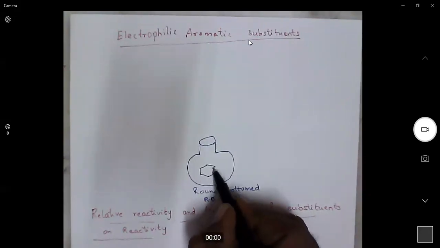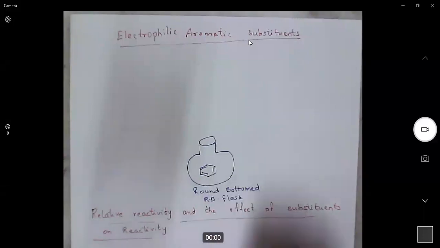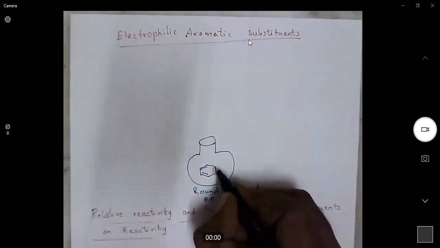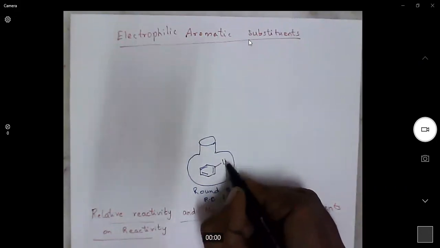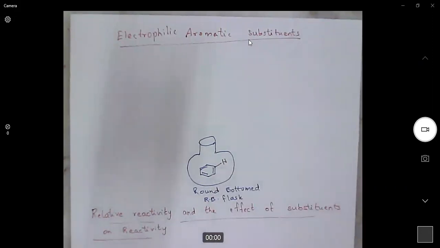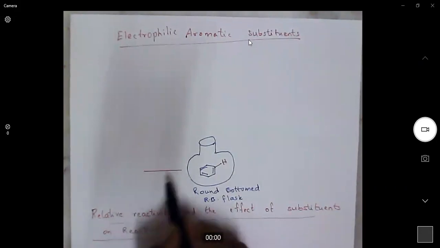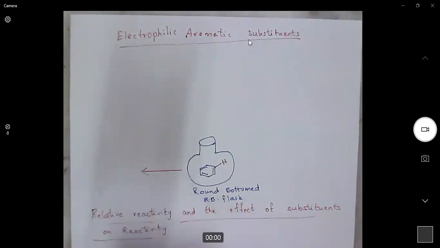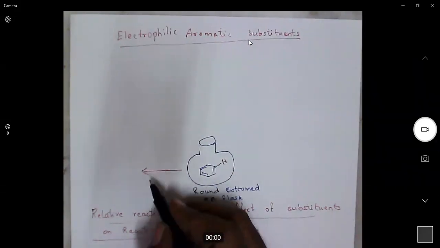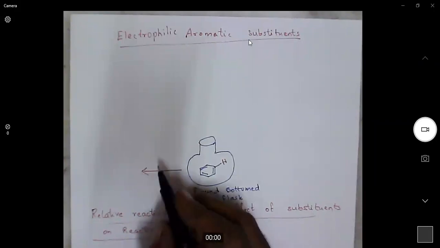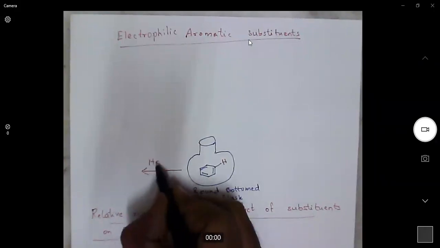What is the mechanism of aromatic electrophilic substitutions? First, electrophile will add to benzene ring, then proton loss will occur. So, hydrogen will be substituted with another electrophile. So, the basic mechanism is addition followed by elimination. Now, the first electrophilic substitution is halogenation.